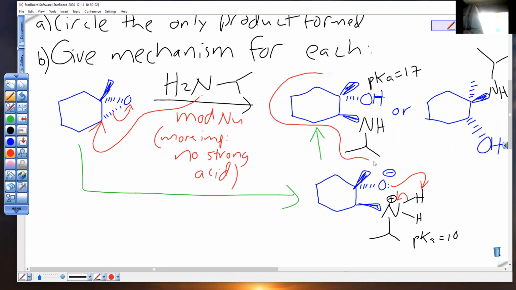And we have a lot of good examples of nucleophilic epoxide opening and acid-catalyzed epoxide opening.